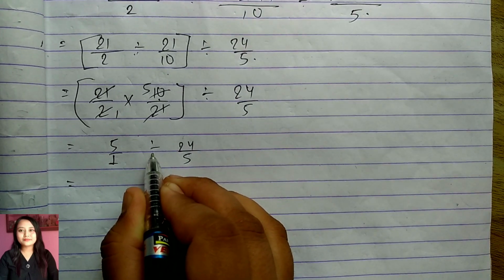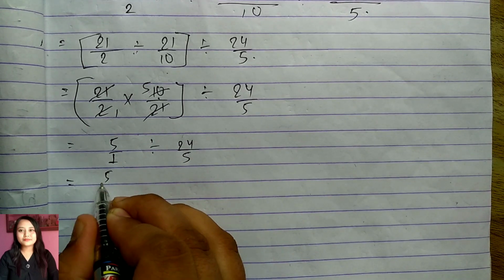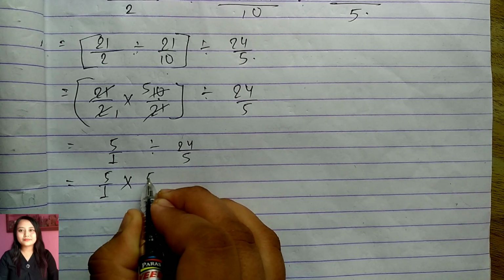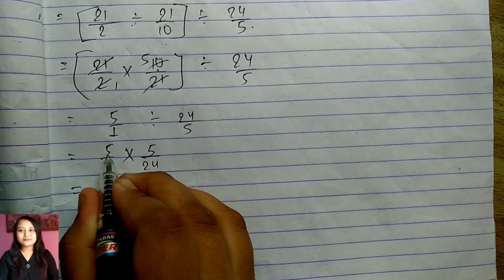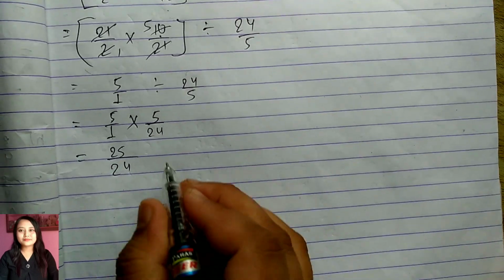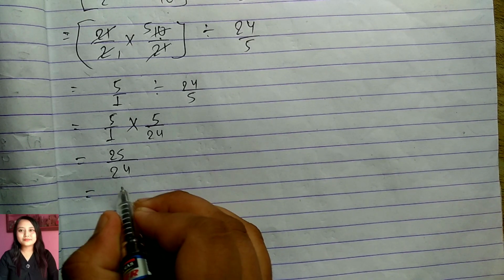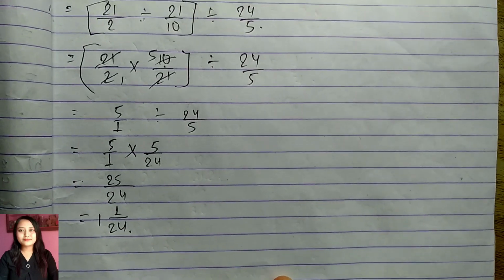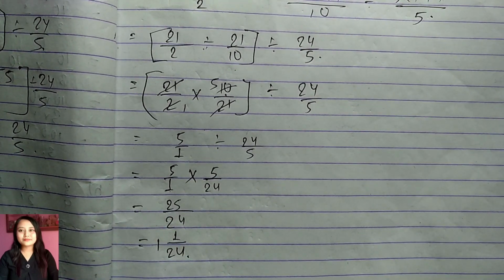Now again there is a division. Now what we can do is the multiplicative inverse of this last fraction. Yes, we can. So 5 by 1 will be the same. And while doing the multiplicative inverse, there will be the multiplication sign, and 5 will go up and 24 will go down. So this is the multiplicative inverse. Now 5 into 5 is 25, and 1 into 24 will be 24. So this can now be changed into the mixed fraction, which will be 1 by 24. So this is how you have to do question number I, and 1 by 24 is the final answer.